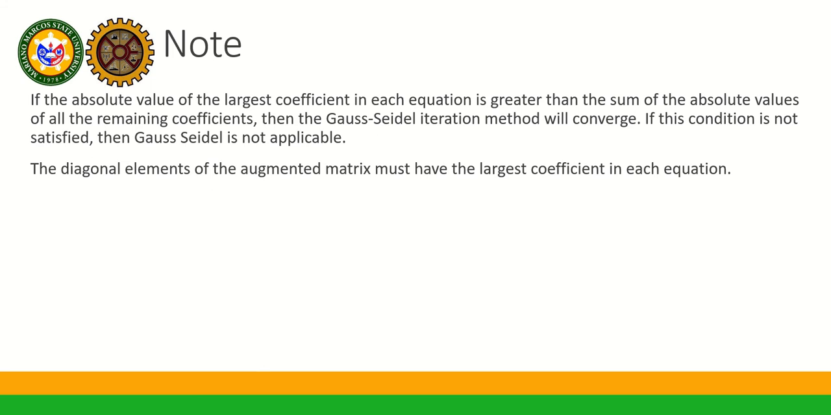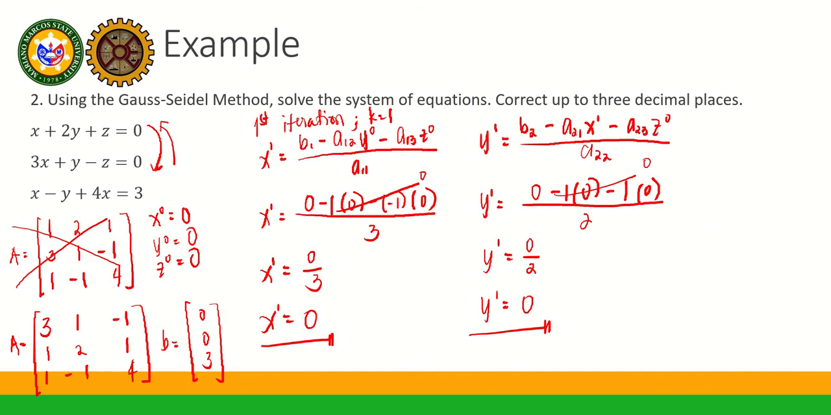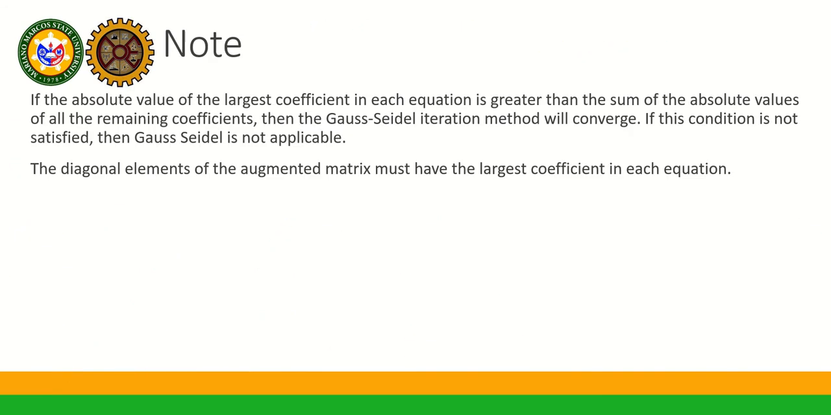Okay? So in our previous example, it was assumed that coefficients A11, A22, and A33 are the largest coefficients, which is true, because if you add these and take the absolute value, it will be less than the first element. So our Gauss-Seidel iteration is satisfied, or it converges.